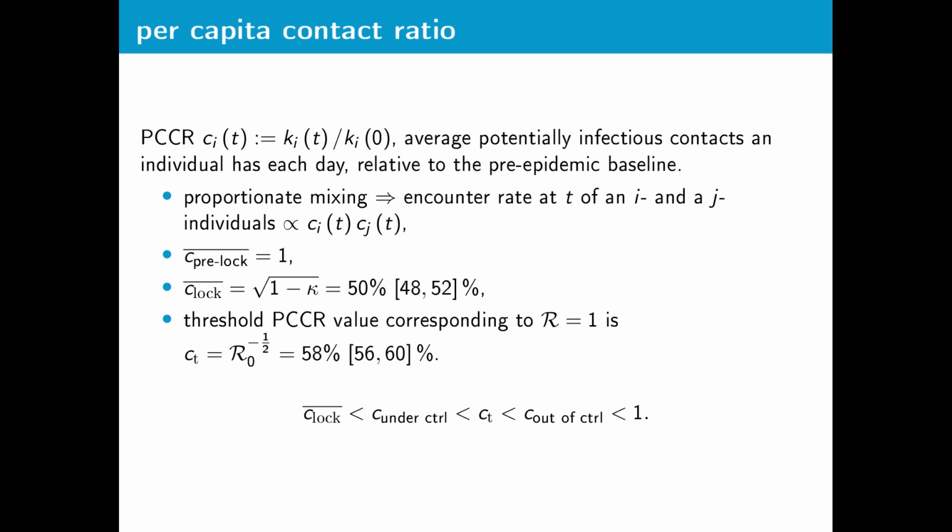We then wanted to compare several NPIs using a scale of stringency. We use that of the per capita contact ratio, that is the average potentially infectious contacts an individual has each day relative to the pre-epidemic baseline. We assume there is proportionate mixing, that is the encounter rate at a given time of 2 individuals is proportional to the product of their PCCR. We therefore can construct a relative scale that ranges from the average PCCR during lockdown to 1, that is the pre-epidemic situation, with a threshold value that theoretically corresponds to that of the basic reproduction number equaling 1.